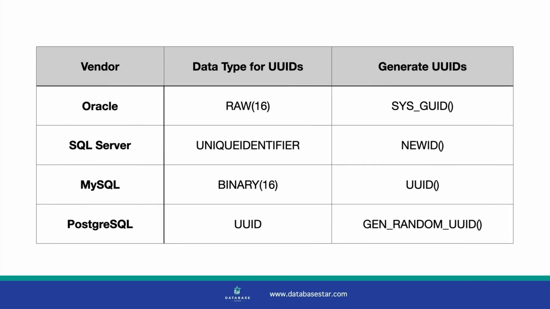What about other database vendors? This table shows what data type can be used for each vendor to store UUID values and how to generate them. Generally, it's better to store the UUID value in a binary data type rather than a string, as it will take less storage and perform better.